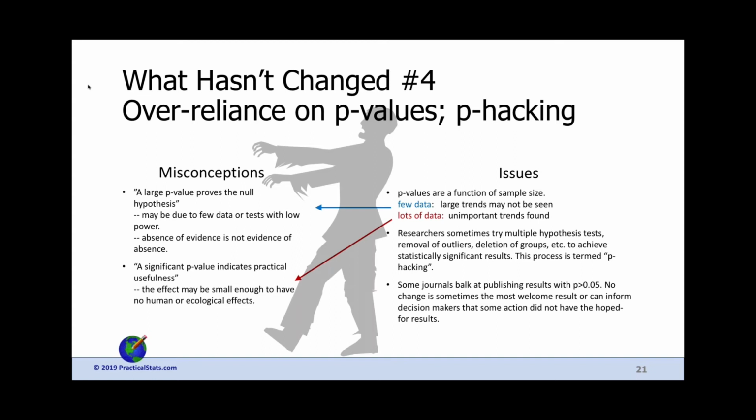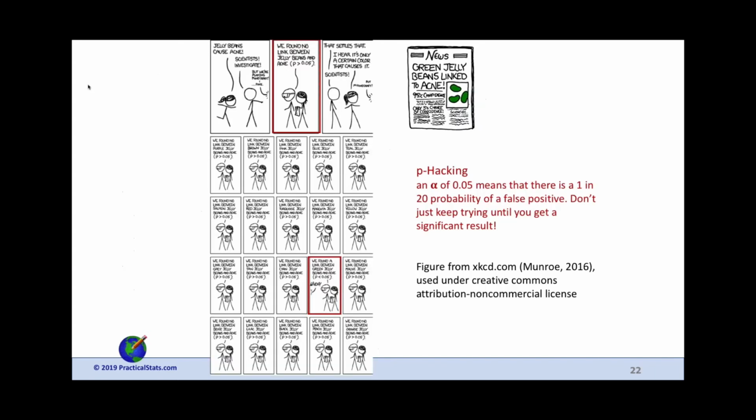Sometimes, though, people need to get a p-value that's small and reject the null hypothesis so that they can get their paper published, and that's the journal's fault. And this is called p-hacking. So here's just a simple idea of that. A cartoon, there will be a cartoon in the Statistical Methods in Water Resources book, and so this is it, where the stick figure coming in from the left gets all excited, jelly beans cause acne. And so the other stick figure, the bald stick figure, says, okay, scientists have to investigate.